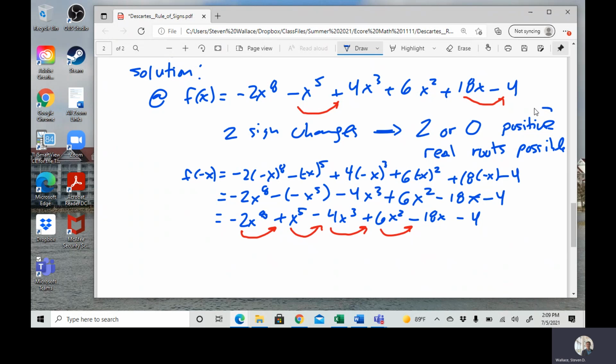So we have 2 or 0 positive real roots. We could have up to 4 negative real roots.